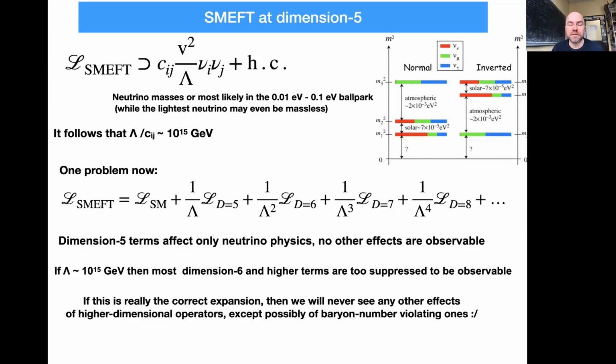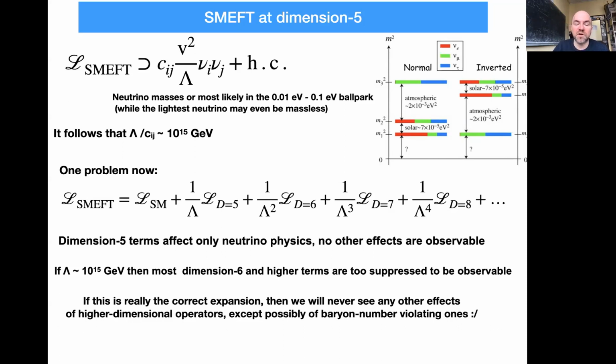So we have this mass scale of neutrinos, and now if you translate it into this lambda scale in the effective Lagrangian, we find that lambda over c has to be of the order of 10^15 GeV. So that means that if we assume that the c's are order 1, so we like order 1 parameters in the Lagrangian for aesthetic reasons, then it means that lambda is the huge scale of 10^15 GeV, which means that this expansion parameter in the SMEFT is huge.